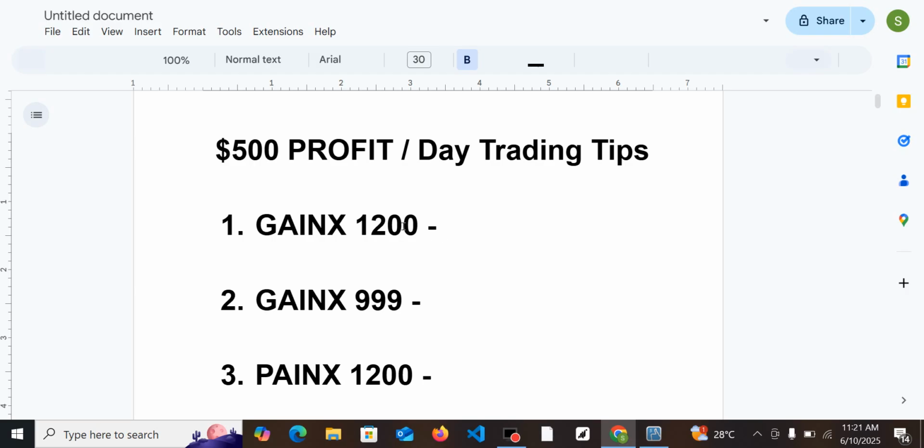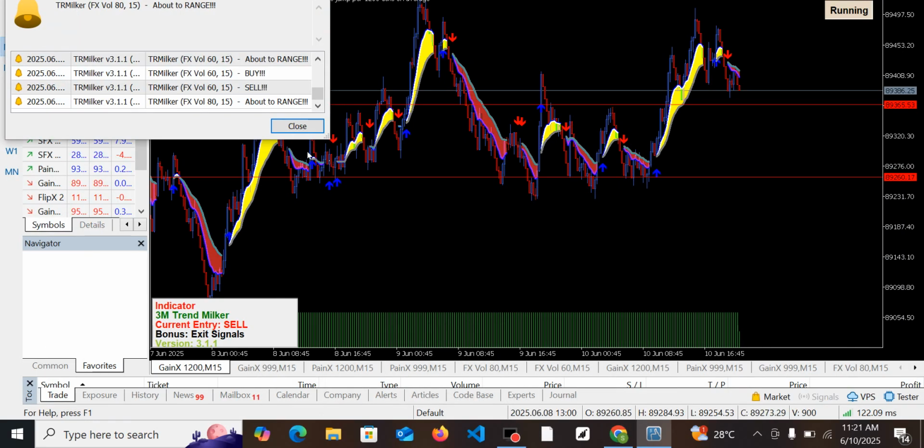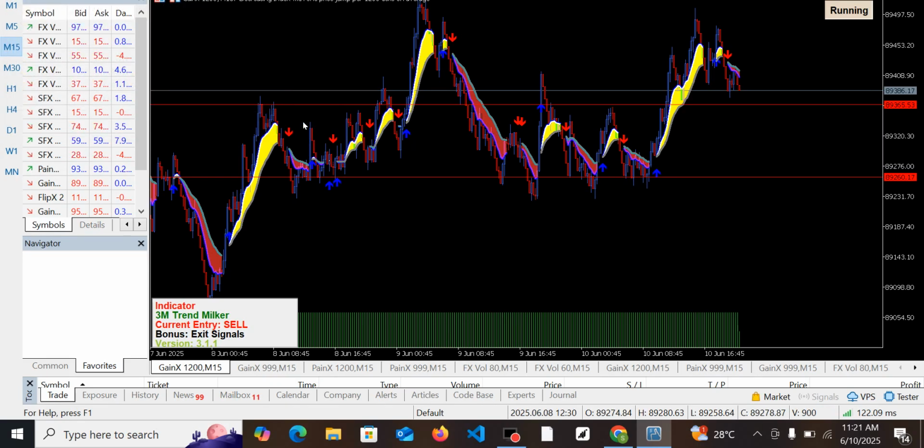So I will be starting with GainX 1200. Okay, let's check it out together. So guys, this is GainX 1200. This had been on uptrend for a while, but after getting to this resistance, it wasn't able to break out from there. So it started a downtrend, which came to an end at this point, and of course went back up to see if it will be able to break out above that resistance zone, but it has not been able to break out from there. So right from there, it's trying to go back on downtrend.